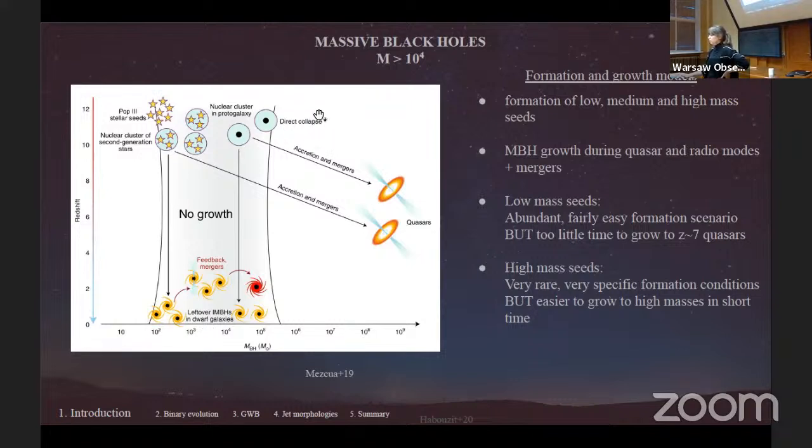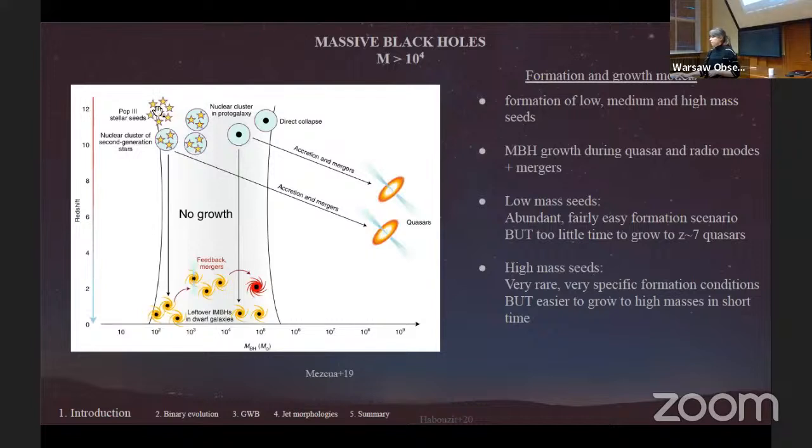The last scenario involves a direct collapse of a gas cloud, which would generate a seed of 10^5 solar masses, which is a lot. But the main problem here is that the direct collapse scenario involves very specific conditions that need to be met. So of course, we can get a very massive black hole at the beginning. However, if they happen at all, they will be very rare.